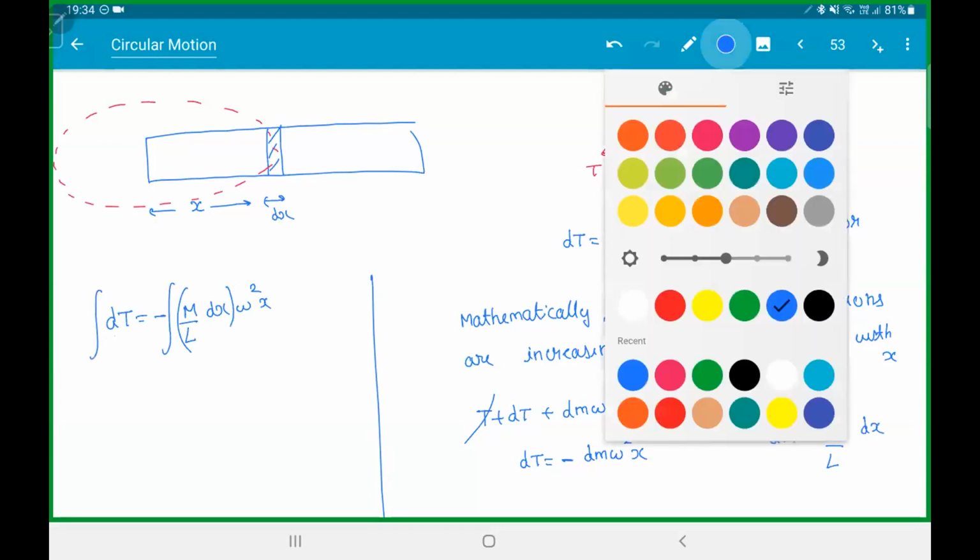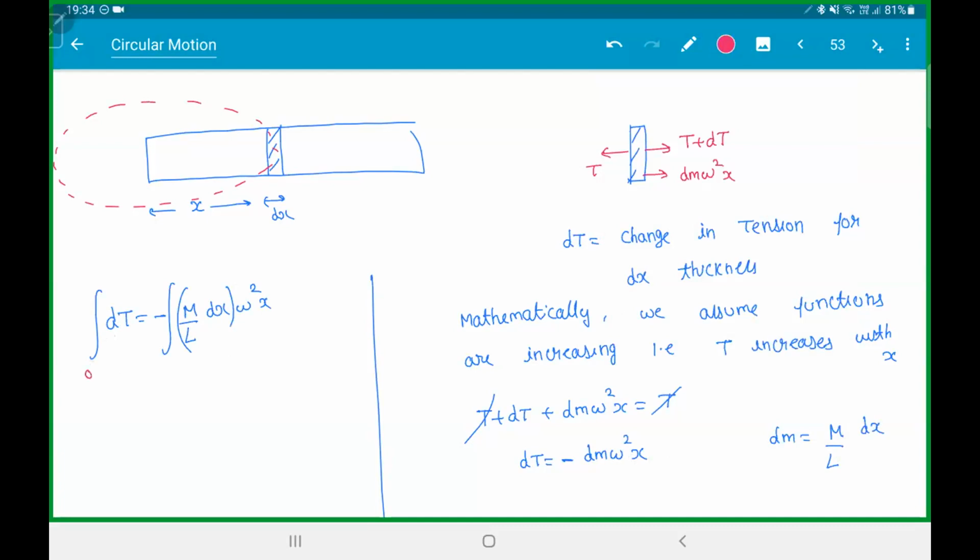Now here, this is where people make mistakes. Tension goes from 0 to T, but where is the tension 0? Tension is 0 at the free end. So the limits will be L to x. Don't put 0 to x, because when x is 0, the value of tension you don't know. The limits are not always 0 to T and 0 to x. Here tension is 0 at x is equal to L.